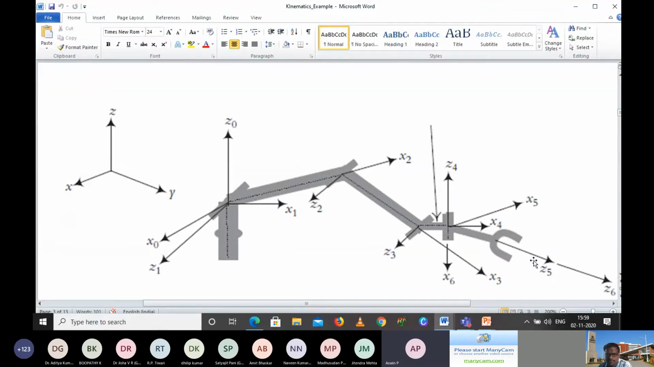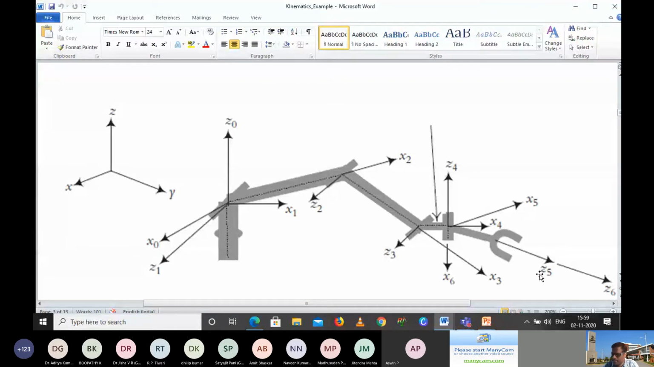Clockwise. Sir, just think, if I am rotating X4 clockwise, then Z4 will fall that side. Which side does it have to come? So it will be counterclockwise so that it will come and align with Z5. Clockwise means it will go in that direction, the opposite sense. So it will be 90. That is the thing of alpha.